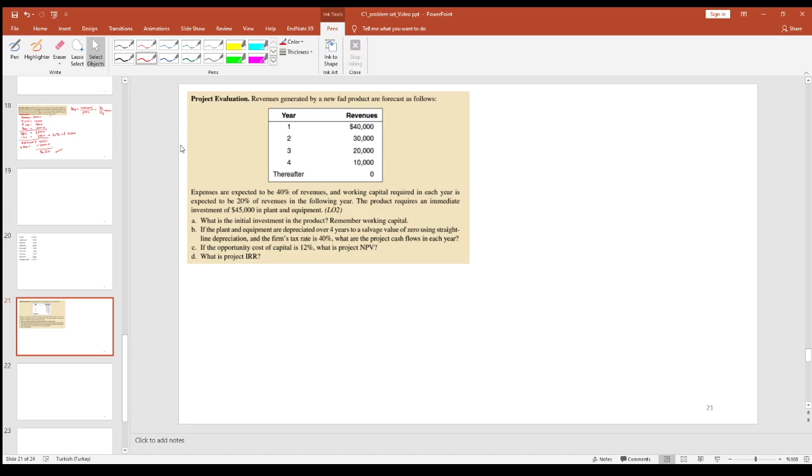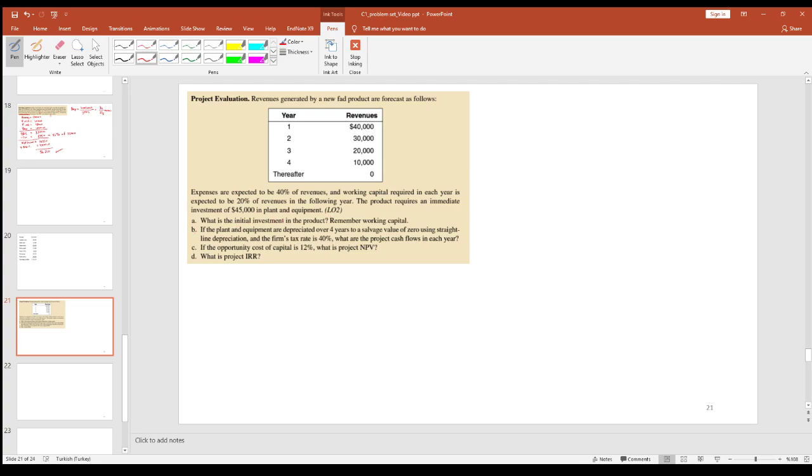So let's take a look. Revenue generated by a new fat product are forecast as follows. For the first 4 years, we have 40,000, 30,000, 20,000, 10,000 revenue. And thereafter, we have no revenue. Expenses are expected to be 40% of revenues, and working capital required each year is expected to be 20% of revenues in the following year. The product requires an immediate investment of 45,000 in plant and equipment.